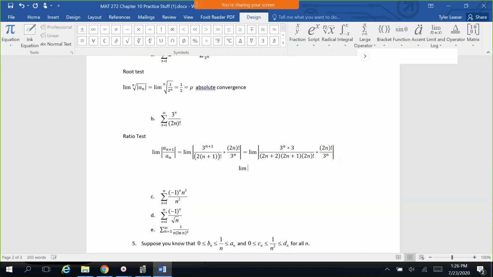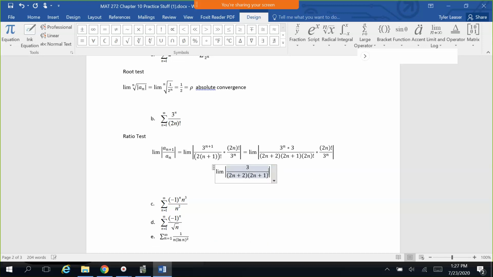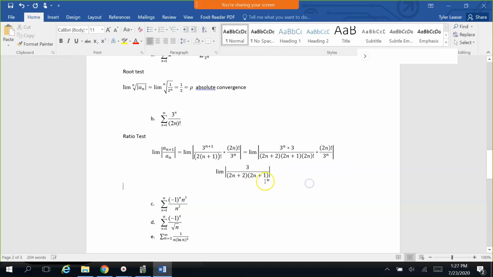Okay, now we can actually cancel some of that stuff out. The 3 to the n cancels out with that 3 to the n. We have this 3 left over in the numerator. The 2n factorial cancels out with the 2n factorial. So all we have left in the denominator is that 2n plus 2 times that 2n plus 1. So this is what we have left over after canceling everything out.